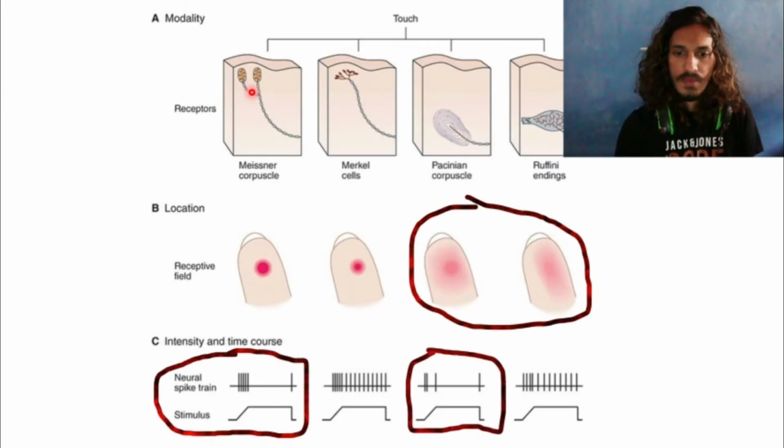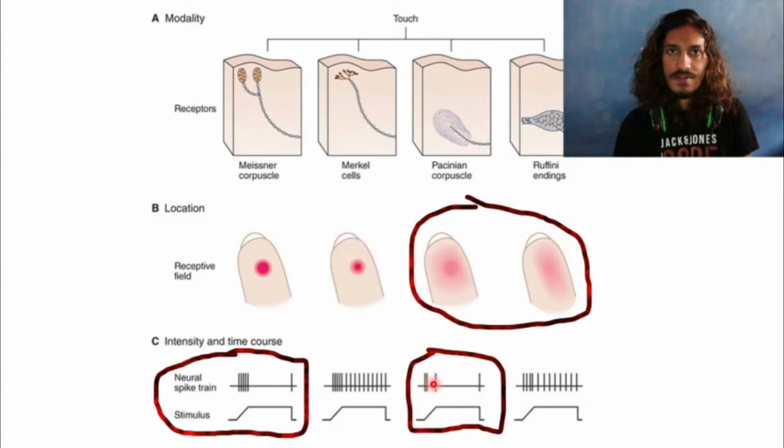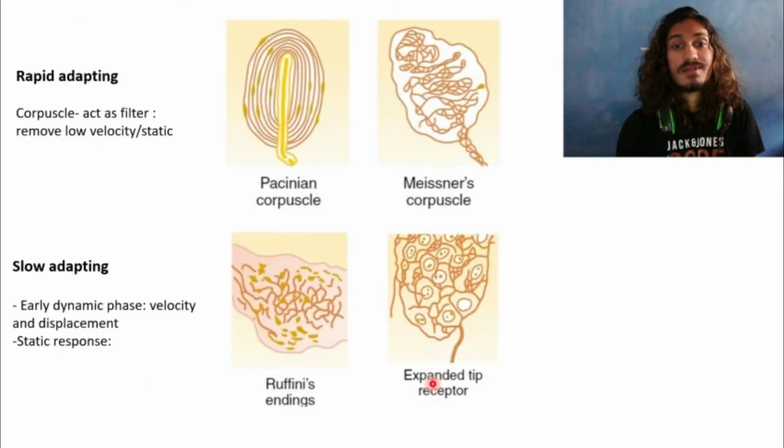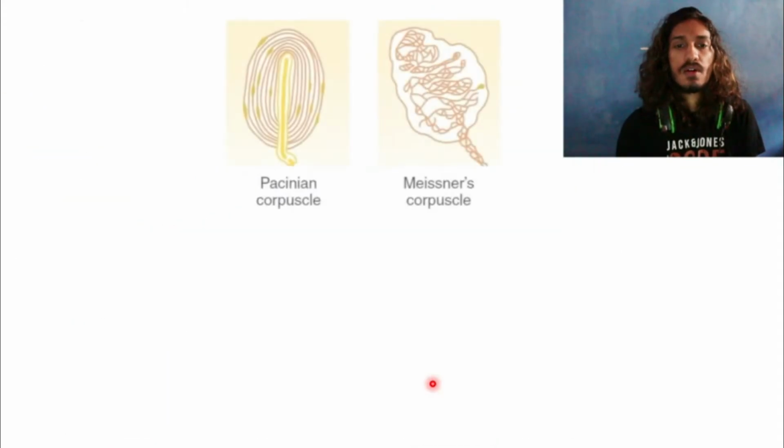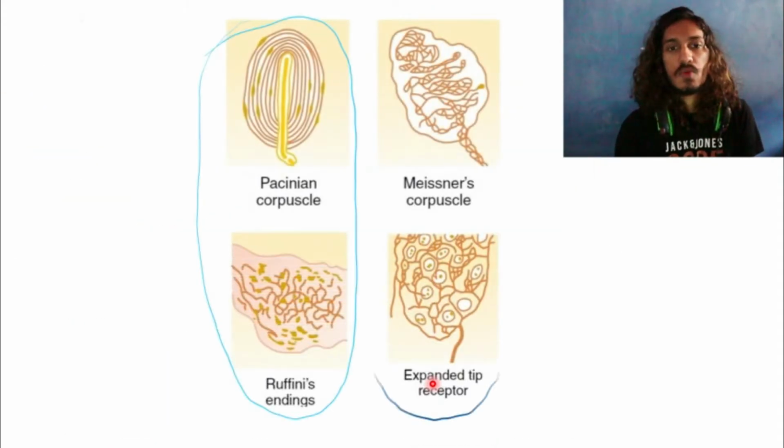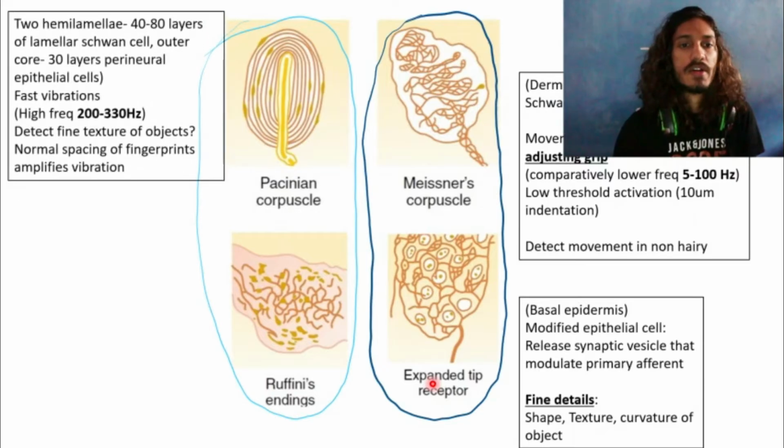Here you can see that during a change, this one can detect this long. On the other hand, here it starts adapting at this point itself. So this is much more rapid adapting, and it can detect much faster vibration. The frequency range is much higher, 200 to 300 hertz. So this can detect much higher frequency vibrations, much faster vibrations.